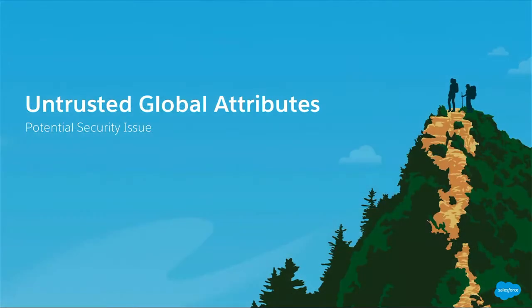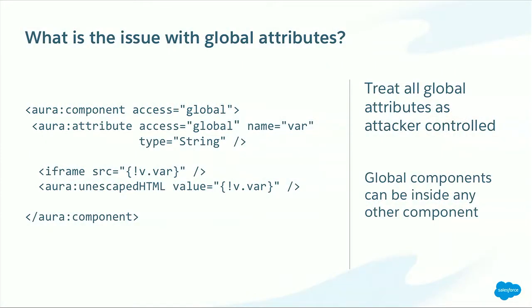So with that, we want to go into the interesting potential security issue that I hinted at before, which is the untrusted global attribute. And this one is really strange, and I'm super excited to get to talk about it to you. So, what's the issue with global attributes? Well, if you remember our big takeaway earlier, other components are attackers. And when we set component access and attribute access to global, we allow other components to embed us and to actually take this data and give it to us.